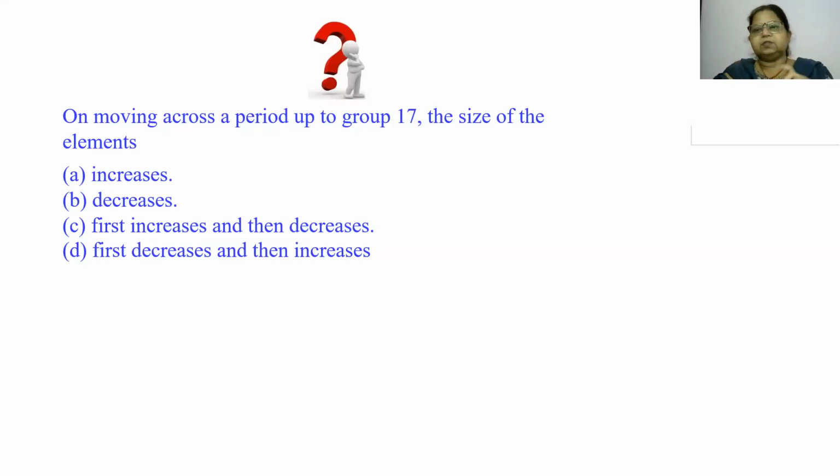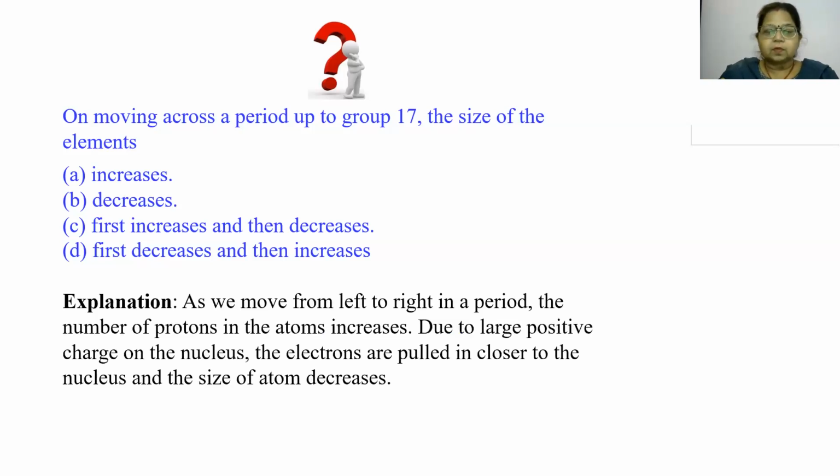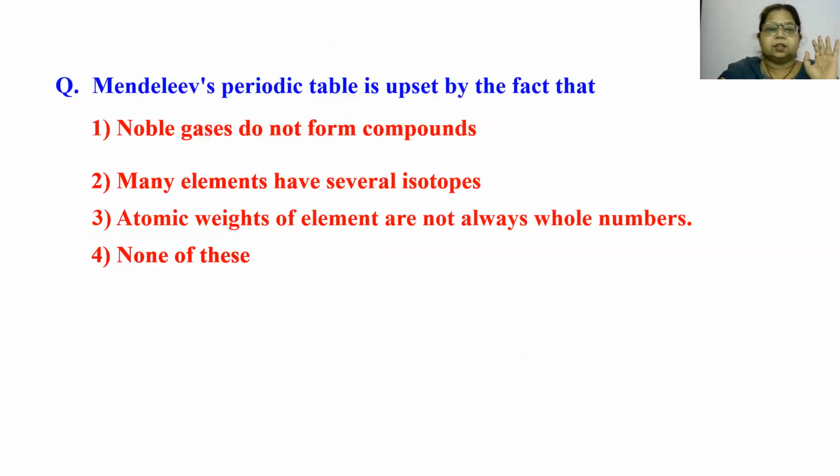The reason for putting up this question is that in a period, the size decreases if you remember this, and in a group, it increases. Understanding the other properties will become easier. As I told you, when you move from left to right, the positive charge at the center increases, hence the size decreases. This one is from Mendeleev's periodic table, so that we do not mix up the modern and Mendeleev periodic tables.